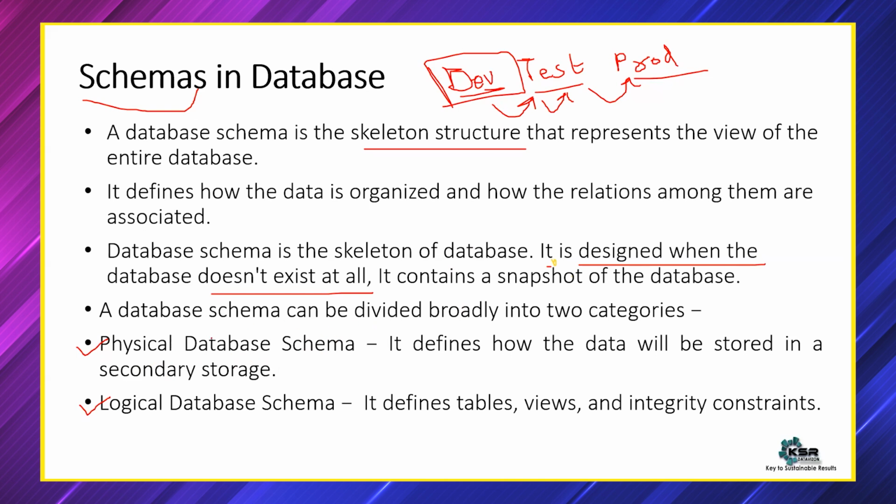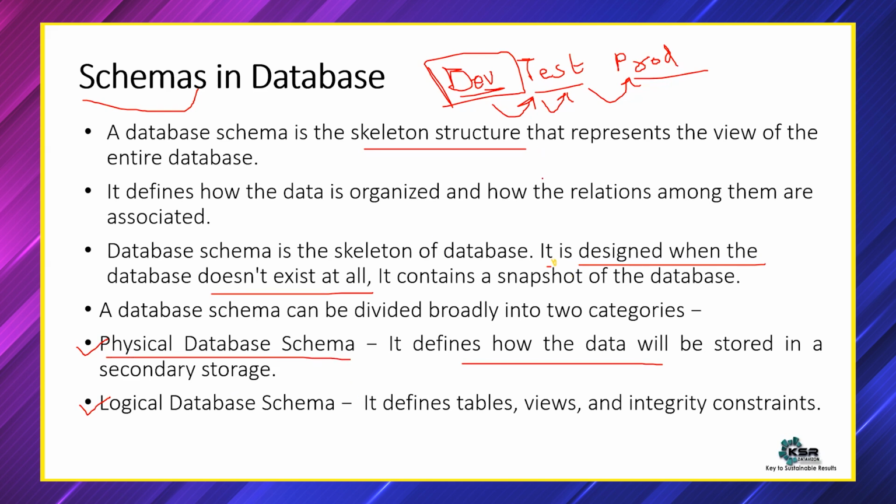But usually the category in which the schemas are divided is called physical and logical schemas. Physical schema means it defines how data will be stored. There is a definition of what data would be stored and how the data would be stored. That is called a physical schema.